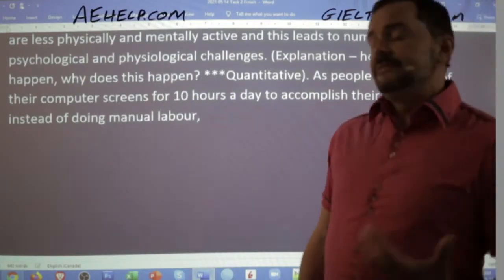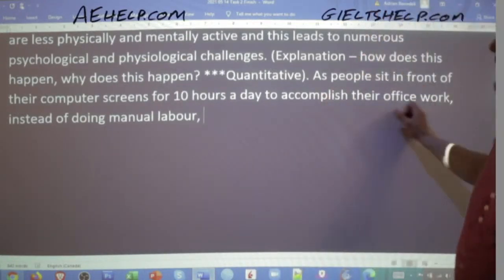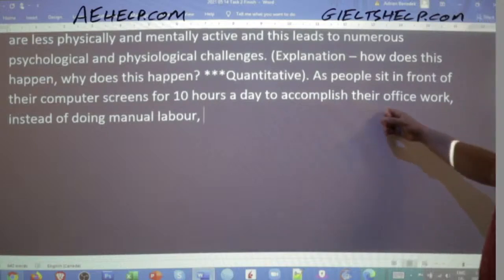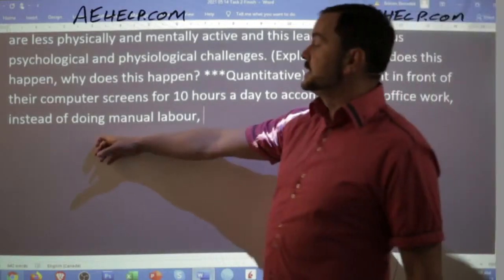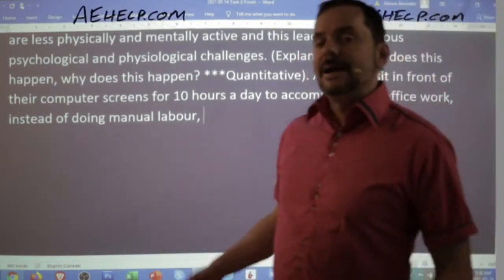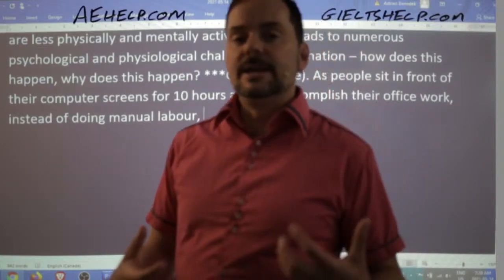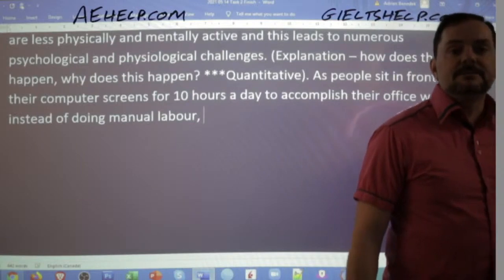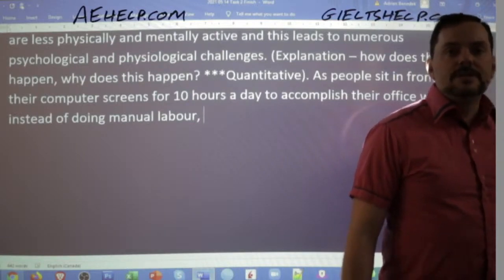So we keep reflecting on that. So as people sit in front of their computer screens for 10 hours a day to accomplish their office work, instead of doing manual labor, which would be physical labor. Okay. So I'm explaining the idea, keeping it very visual. And that's how you keep going.